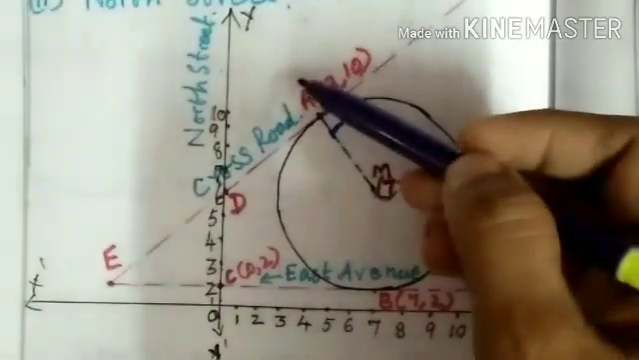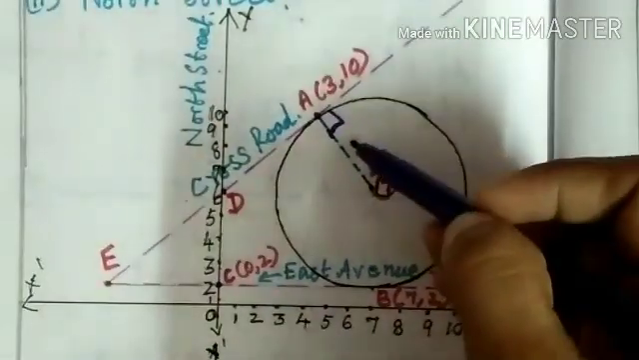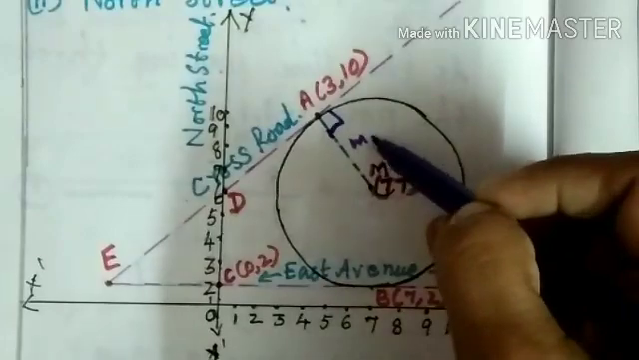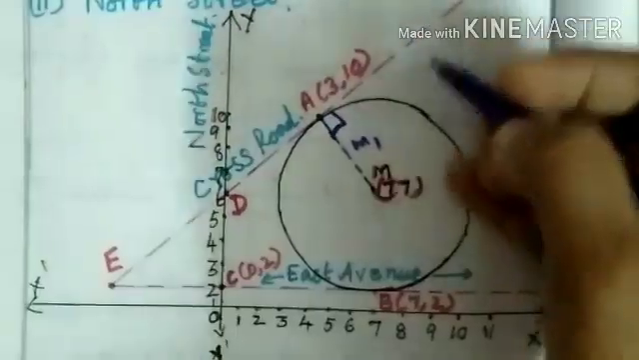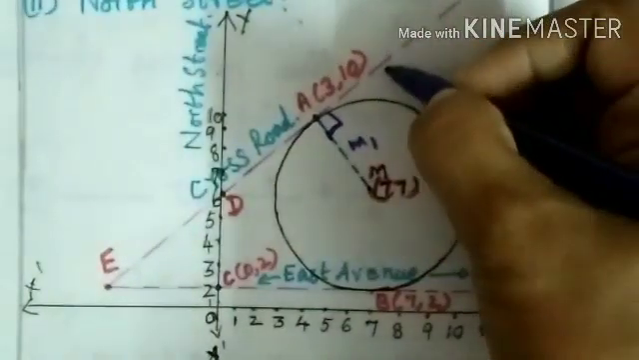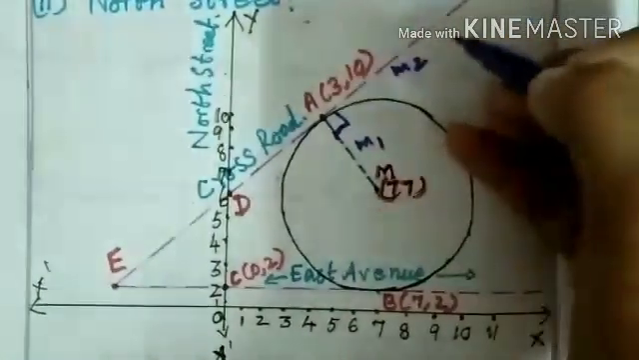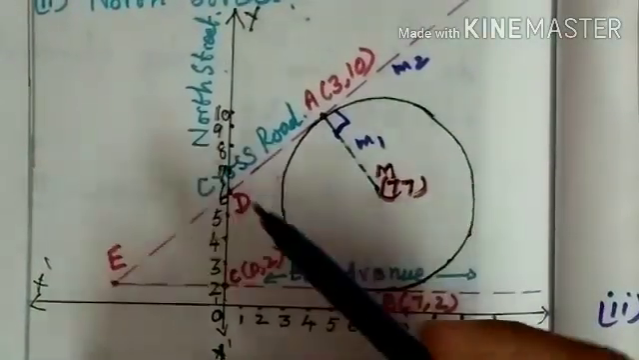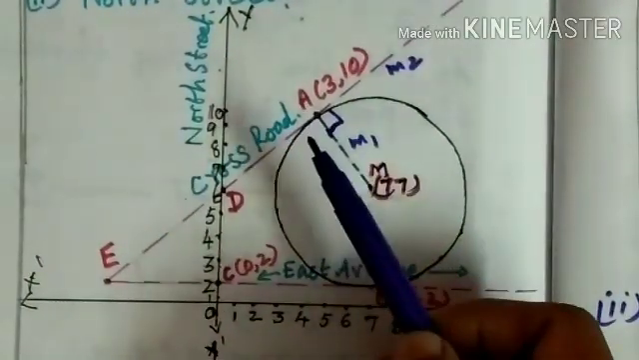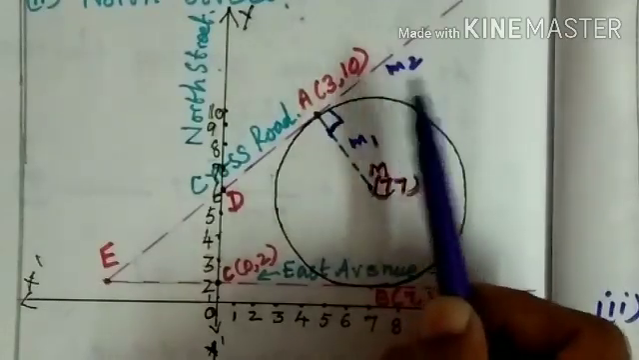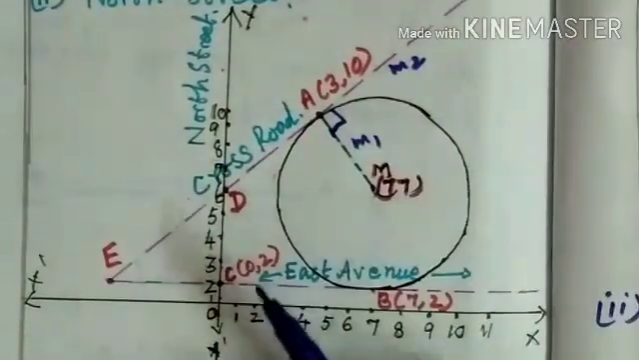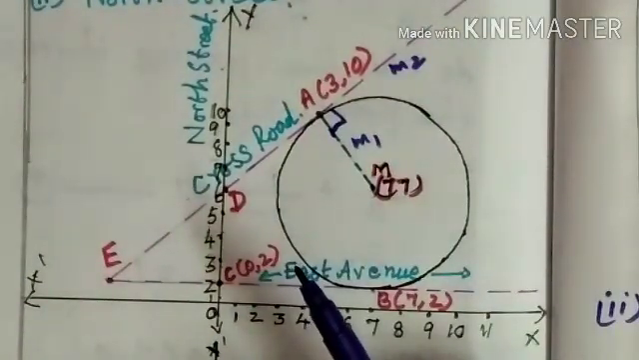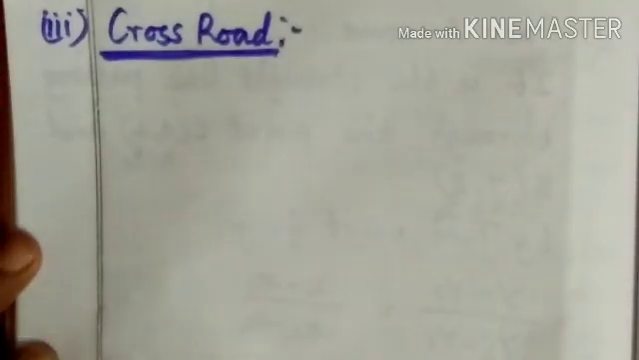So, first you have to find the slope of the line AM, that is m1. Then you apply the perpendicular condition and find the slope of the crossroad, that is m2. Next you have to use the slope point form, means we get the equation of the crossroad. Let us do the solution. First you take down and write the given.